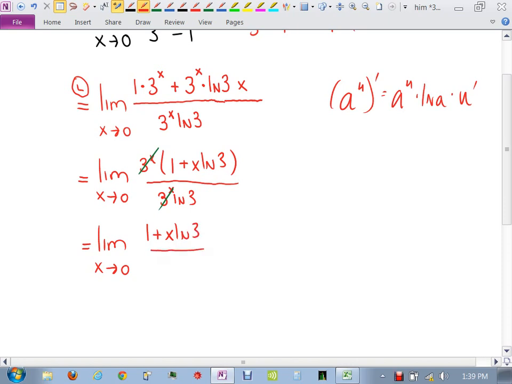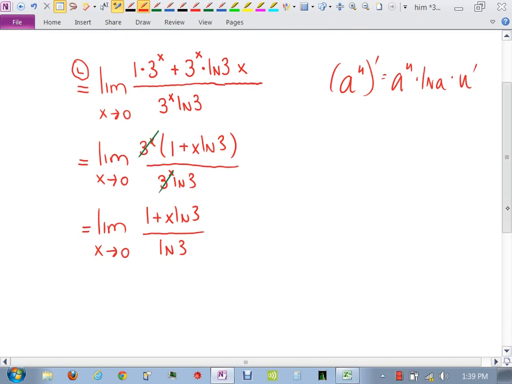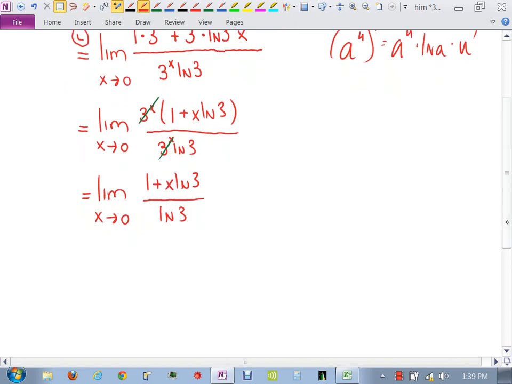I want to try and algebraically clean this thing up as much as possible. So I get 1 plus x natural log 3 on top over natural log 3. Now let x go to 0, and you should just get 1 over natural log 3. But that's not the answer in the back of the book, is it? It is? It's not natural log of 1/3? It's not? Okay, good.